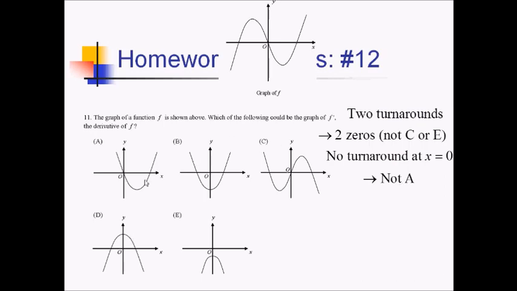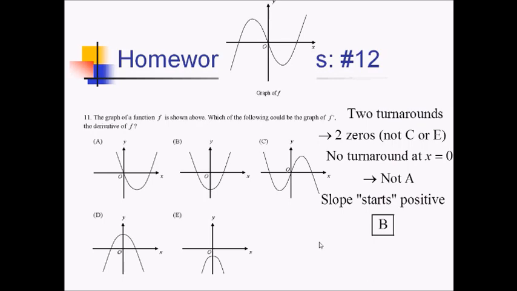Now the big difference between B and D is that B starts above the x-axis, we're starting with a positive derivative, a positive slope, whereas D starts with a negative slope for the original graph. Since the original graph here has a positive slope to start, that means it has to be choice B, where the derivative is above the x-axis in the beginning.